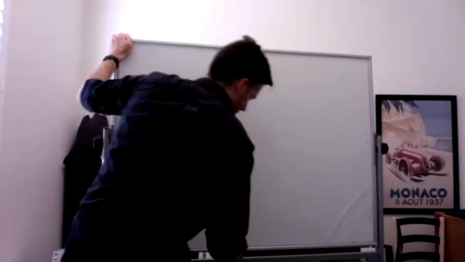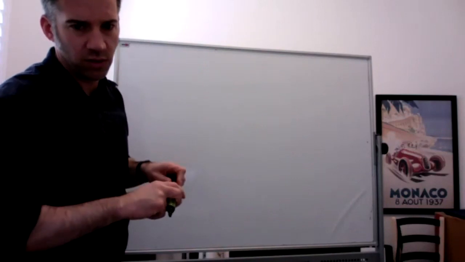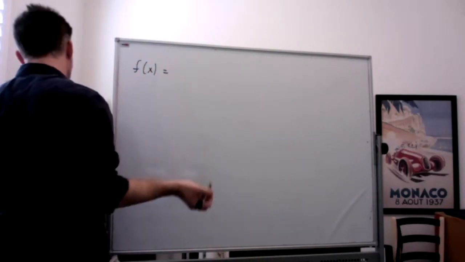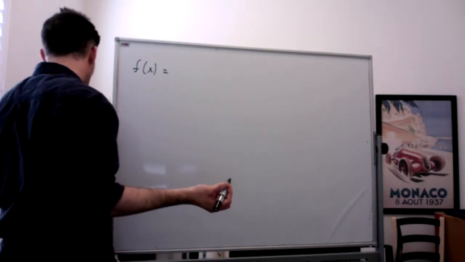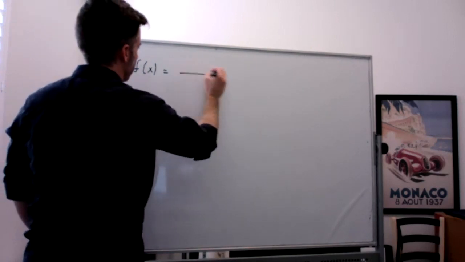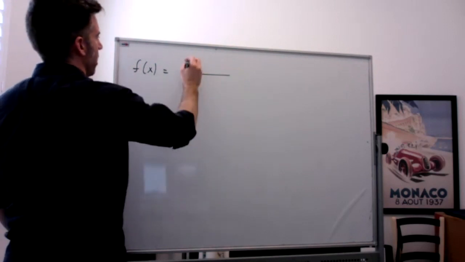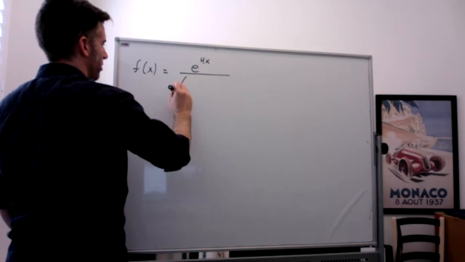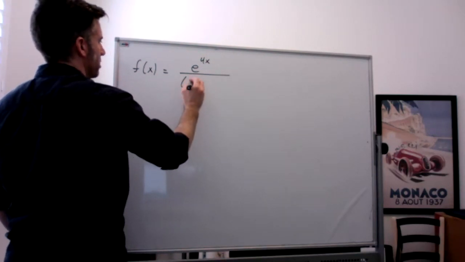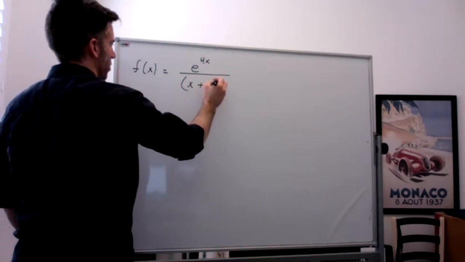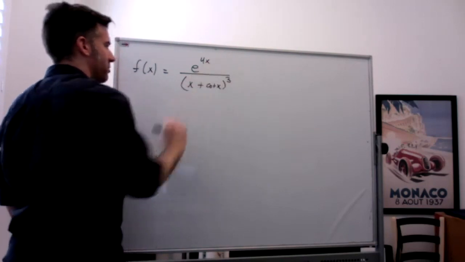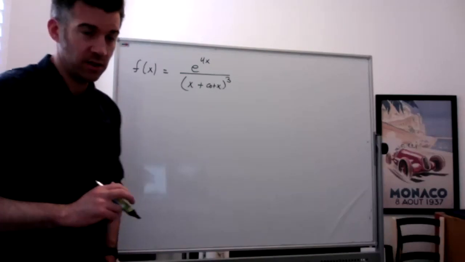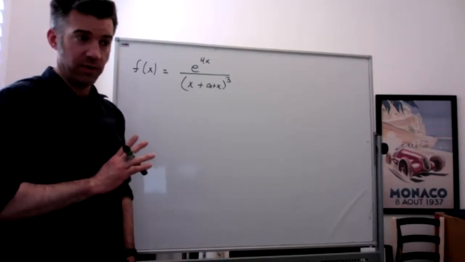But I want to do at least one quotient rule one. Let's say our function was, what have I got here? Sure. Let's say it's something nice and complicated, like e to the 4x over, let's make it gross, x plus cotangent of x cubed. Nice. Not nice.